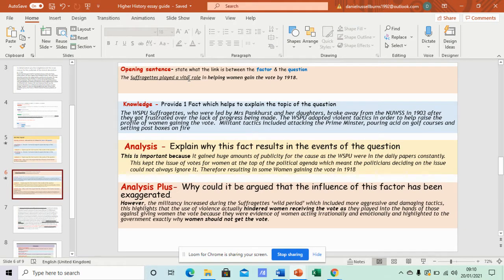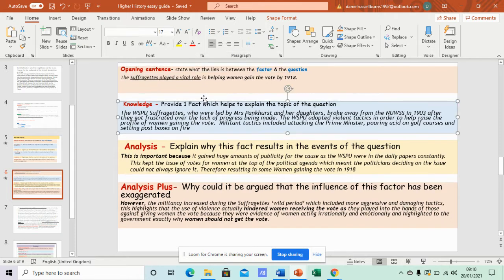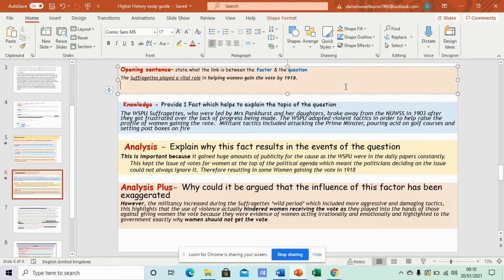It'll be the same for almost all of your paragraphs. The suffragettes played a vital role in helping women gain the vote in 1918. So the suffragettes is the factor that you're going to write about in this one. You'll have the term played a vital role, and then the words of the question. The question is about why women gained the vote in 1918, and helping women gain the vote. Okay, so that's how we're always structuring our opening sentences.